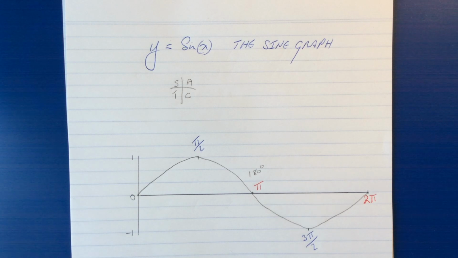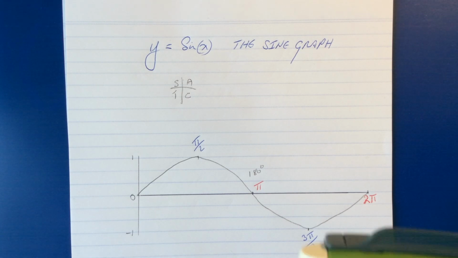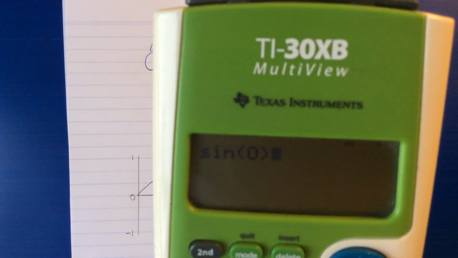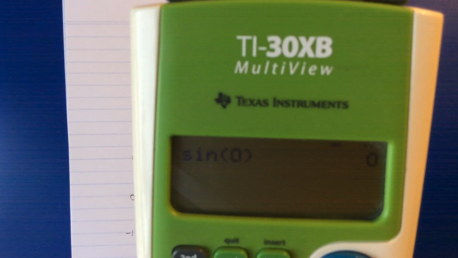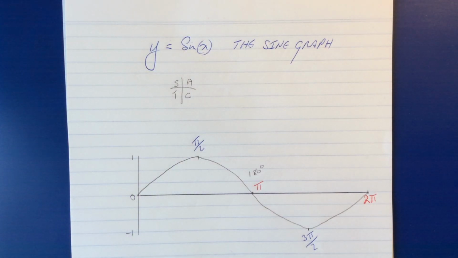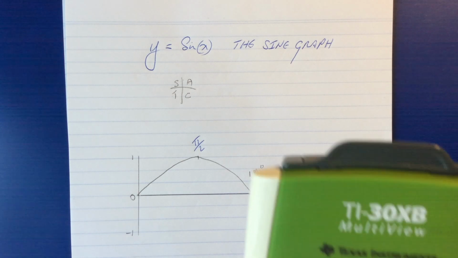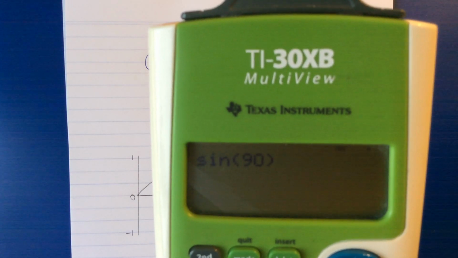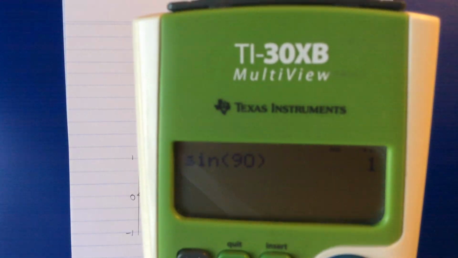Okay, so why does it look like this? Well, let's start at the very beginning. We're going to start with the sine of 0 degrees. I'll just pop that in the calculator and you'll see that that is 0. Now we're going to try the sine of 90 degrees. This is all in degrees, but that's pi on 2. And that should be 1.